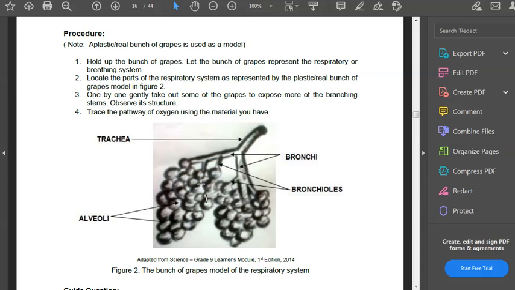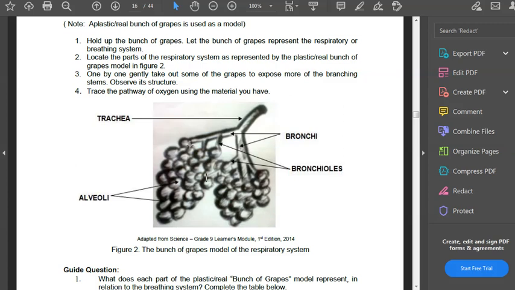So, this is an example. One by one, gently take out some of the grapes to expose more of the branching stems. Observe its structure. Tan-awa og tarong. Trace the pathway of oxygen using the material you have. Asa kaha mosulod ang hangin? Dinhi? Dinhi? Dinhi? Unsa man siya na part?